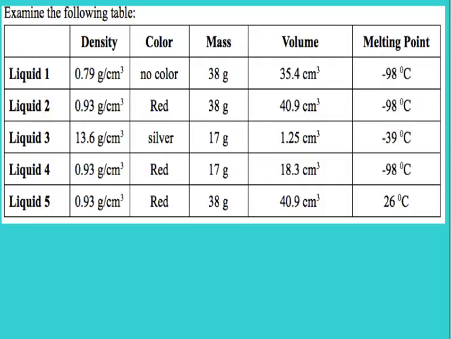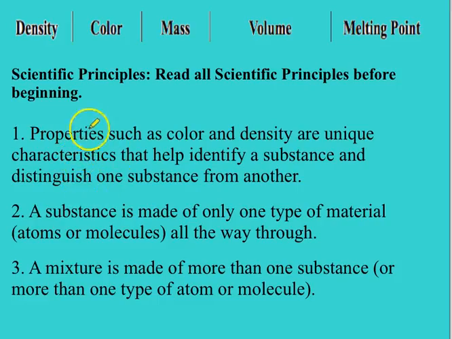These are the headings up here. And these headings are important because these headings will tell us what scientific principles are important. So density. So let me start reading. Properties such as color and density. Oh, here's density right here. And look, color's right here too. So the first 2 columns.